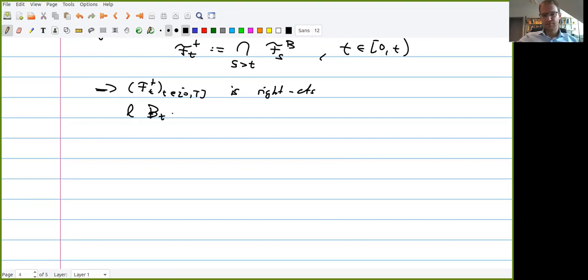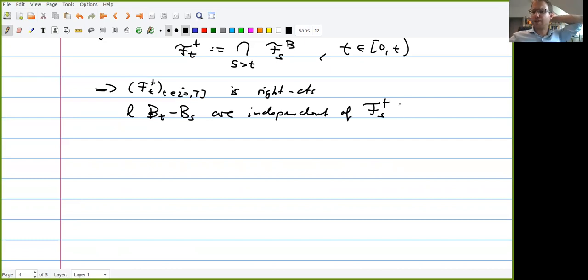And the increments are independent of F_{t+s}, right? But this is harder to show, so we're not doing this. We will always take the Brownian standard filtration, so we're just adding the null sets, and then we get the right continuous filtration. But just note that the difference to this approach is actually only the null sets.